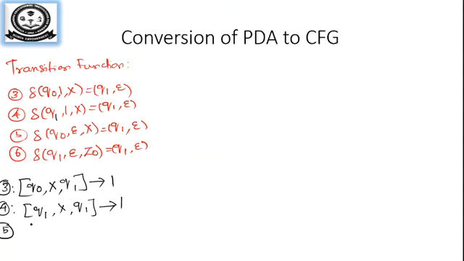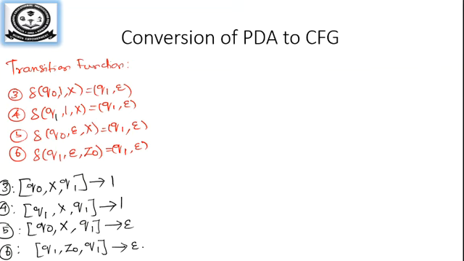For the fifth expression, the triplet format is Q0 for the symbol X, and it goes to Q1 for epsilon. Similarly, for the sixth, the production rule will be Q1 Z0. Again, Q1 will also tend to epsilon.